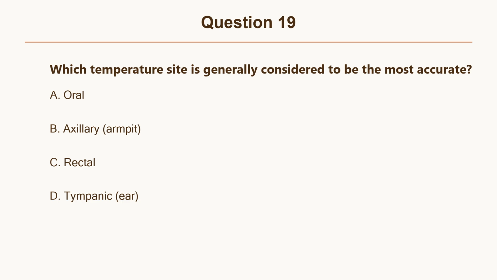Question 19. Which temperature site is generally considered to be the most accurate? Option A, oral; option B, axillary armpit; option C, rectal; option D, tympanic ear. The correct answer is option C, rectal.